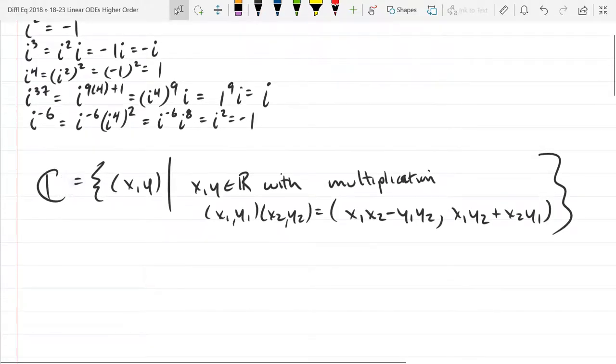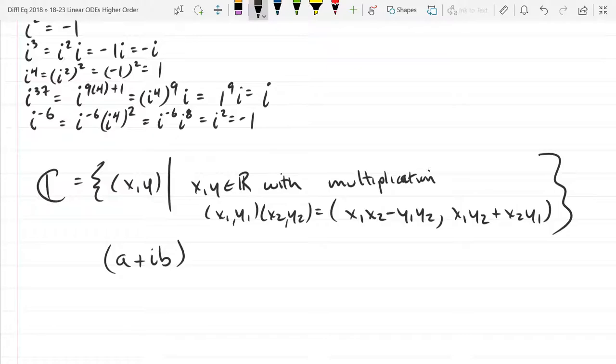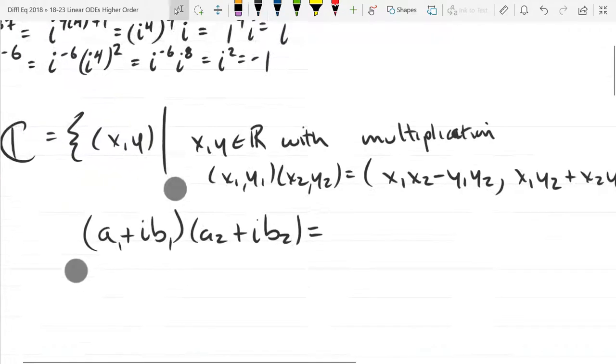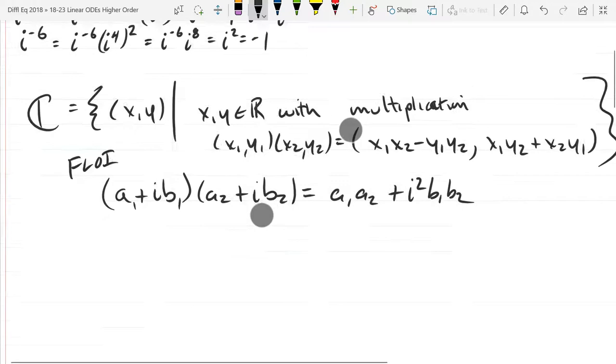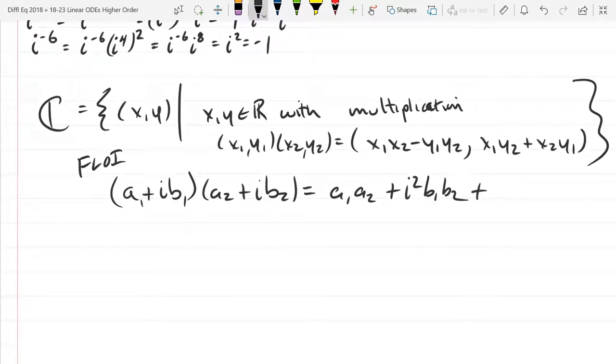If you're wondering what in the heck am I doing, I could do it with a's and b's as well. If I do that exact same multiplication with a's and b's, I have a1 a2. I am FOIing instead of FOILing because my real parts are first and last, not the outside and insides. Those still have the imaginary part. So we get a1 a2 plus i squared b1 b2 plus a1 b2 i plus a2 b1 i.